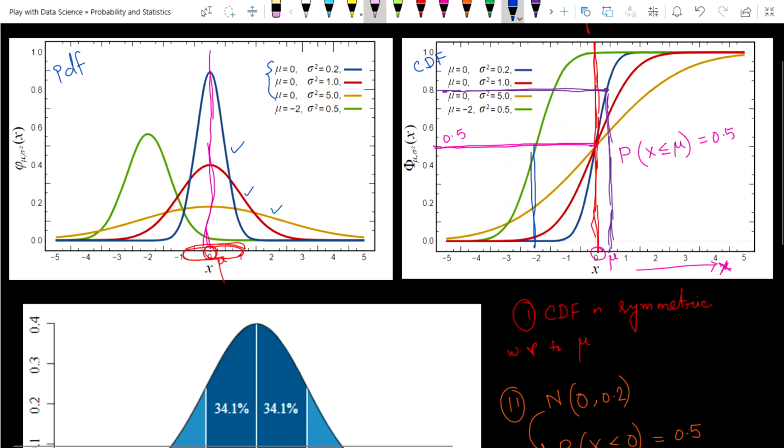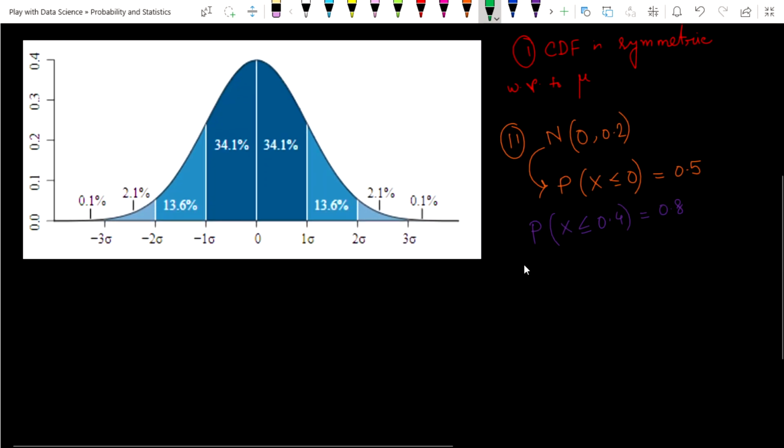I'm taking the green color here to understand this. For the deep blue line, this is the distance from the mean. Now we increase the standard deviation to 1, and see the distance has increased. Now our standard deviation is 5, and see the distance from mu for the green line. So as we increase the standard deviation, our CDF will move further and further away from the mean. This is the third observation.